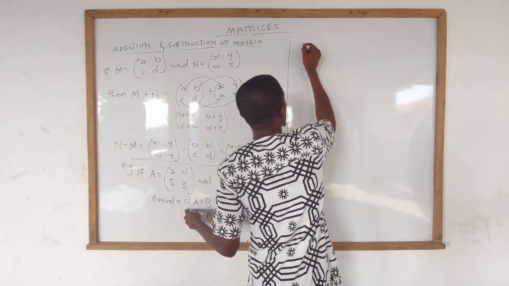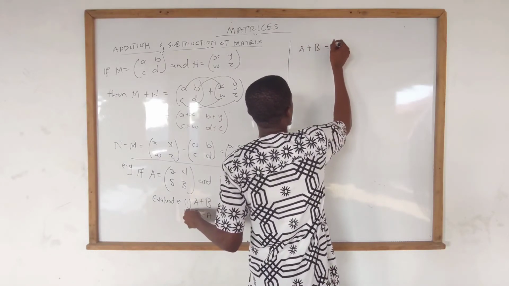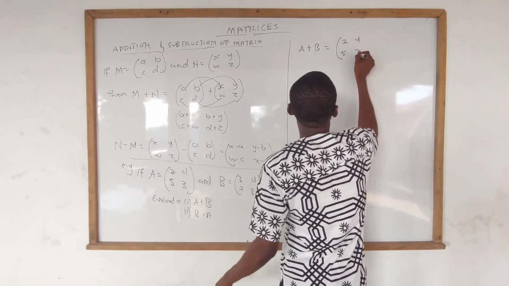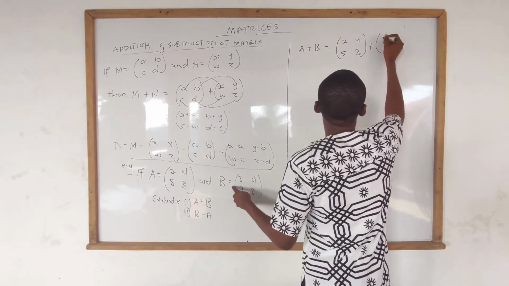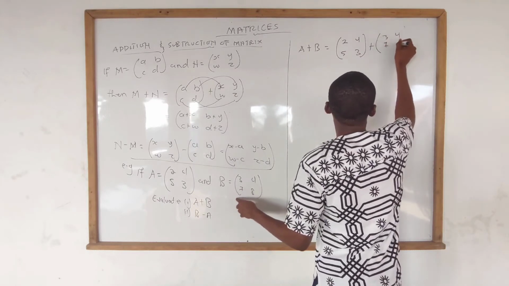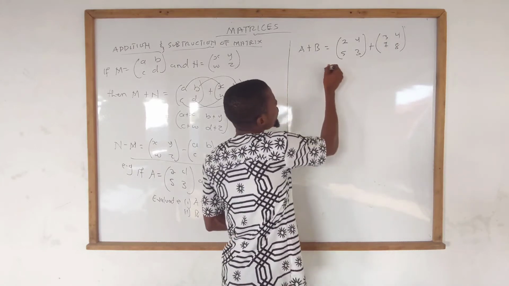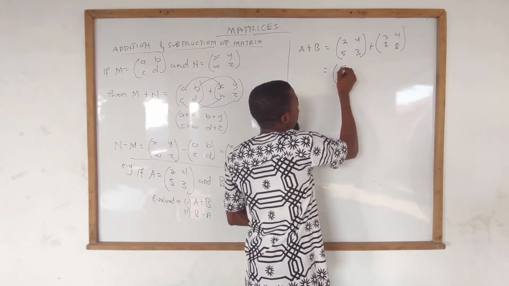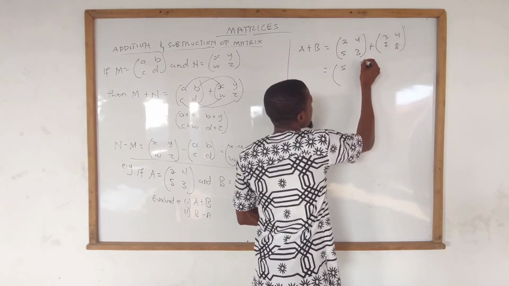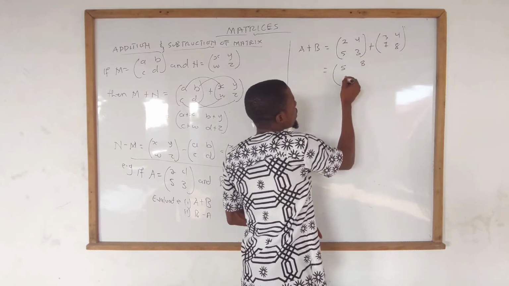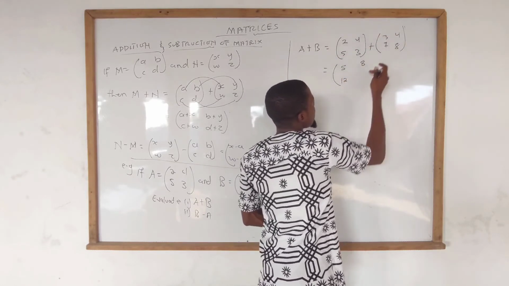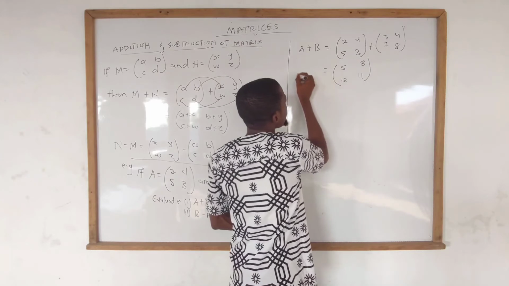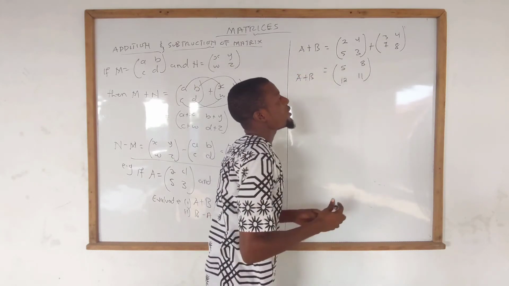The first one says I should evaluate A plus B. A plus B means the elements of A, which are 2, 4, 5, 3, plus the elements of B, that is 3, 4, 7, 8. You realize that I'm adding first plus first. So 2 plus 3 gives me 5. Now 4 plus 4 gives me 8. Now 5 plus 7 gives me 12. And then 3 plus 8 gives me 11. So that's all. A plus B gives me this.